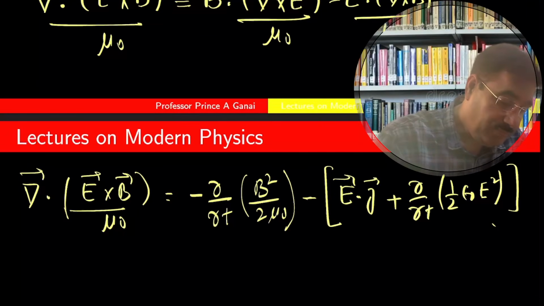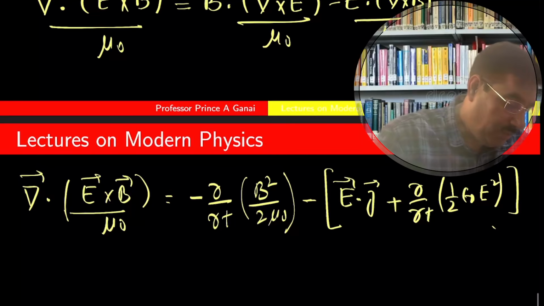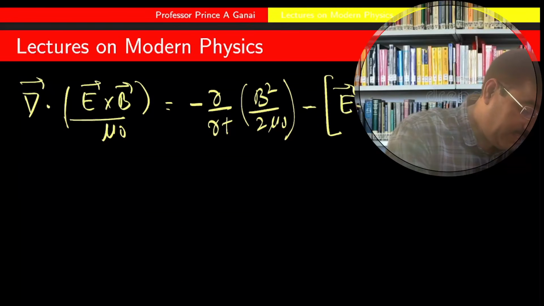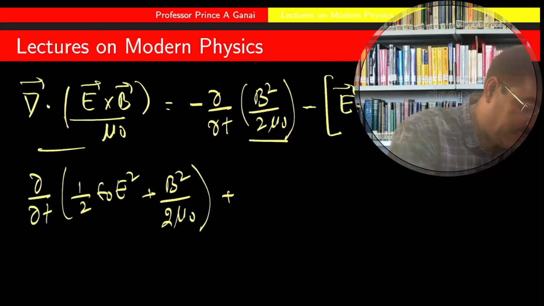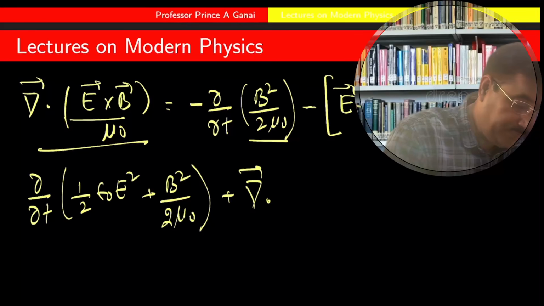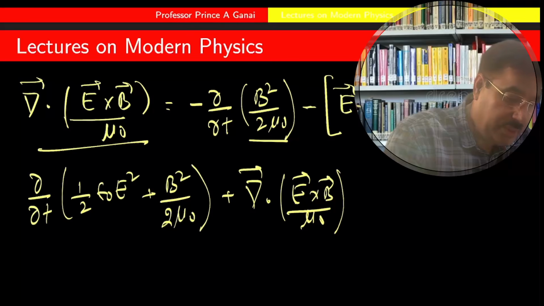Fine. Now we have this long equation. Now what we do is that we'll put this and this on this side. So all you have to do is write del by del t. We're almost done. We'll put them together: del by del t of 1 by 2 epsilon naught E squared plus B squared divided by twice mu naught, plus this term del dot E cross B divided by mu naught, is equal to minus E dot J.